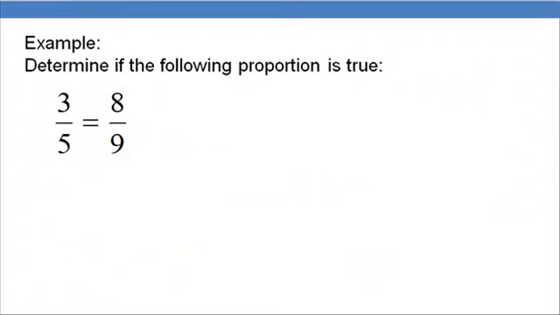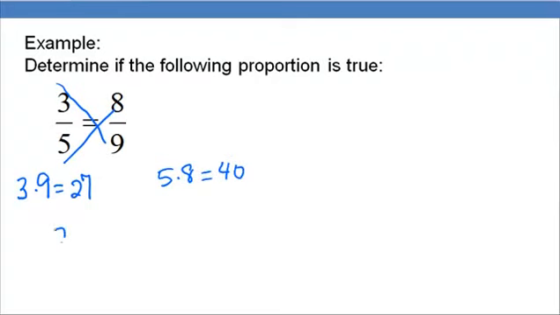Let's test one more proportion to see if it's true. So we will test the cross products. On one diagonal we have 3 times 9, which is 27. On the other diagonal, we have 5 times 8, which is 40. So for our cross products, we have 27 and we have 40. These are not equal, so the ratios are not equal, and it is not a true proportion.